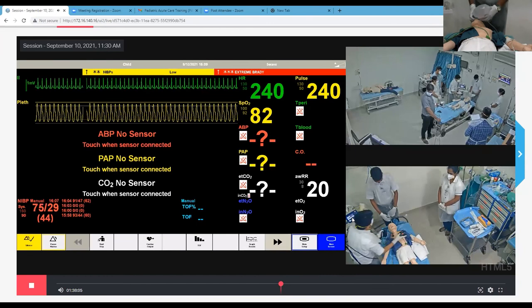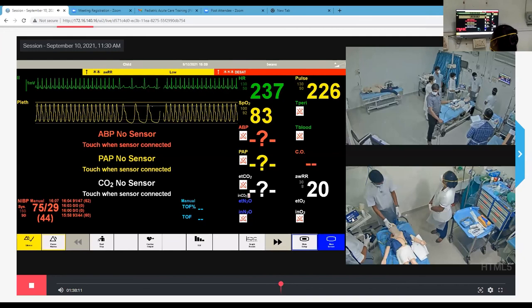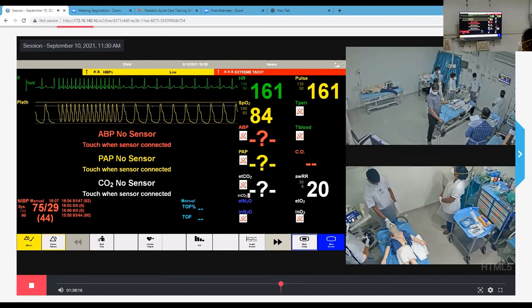Yeah, we can see a change in the ECG. The heart rate is also coming down to 178. Looks like a sinus, unsustained. Good job, all the team. BP is also slightly coming up.